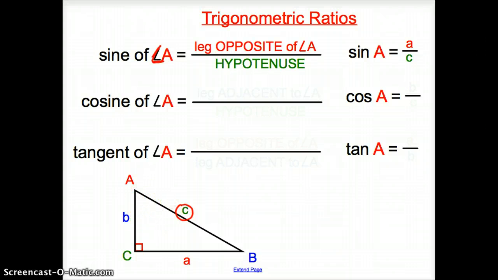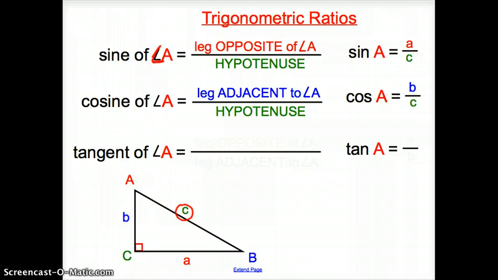Let's find the next one, which is cosine. Cosine of angle A. Again, we start at angle A. Now, leg adjacent. Adjacent means right next to. So this would be the adjacent side here. So that would be B, and then it's over the hypotenuse again, and the hypotenuse, just like before, is across from the 90-degree angle, and so it is C.